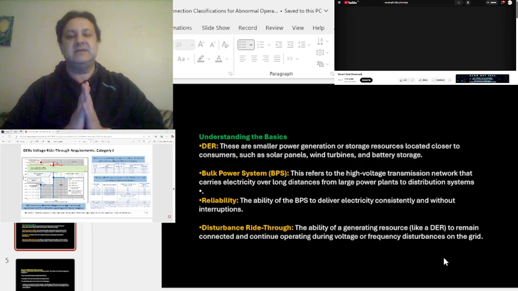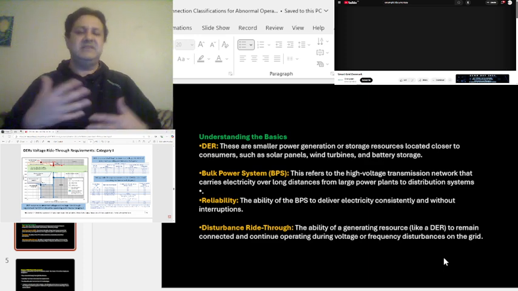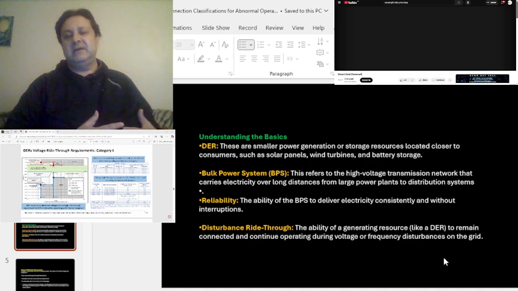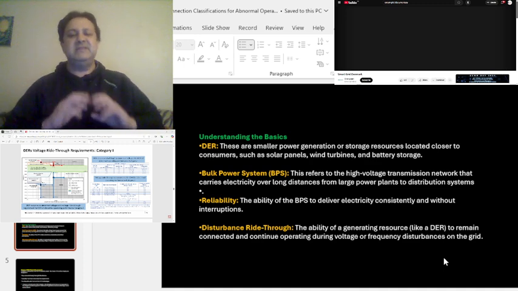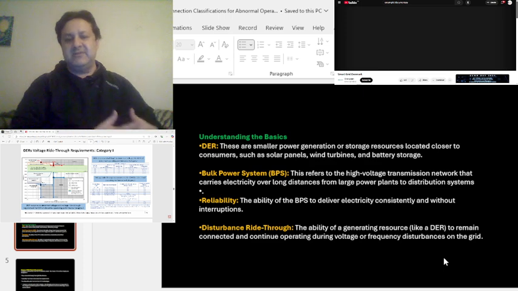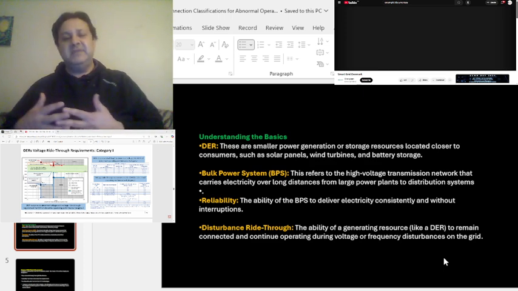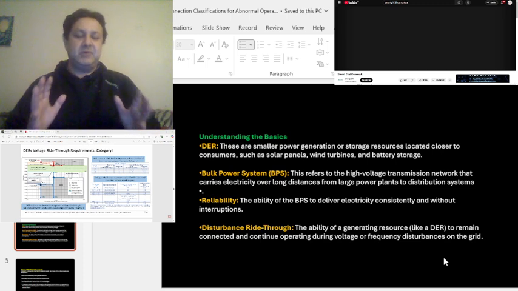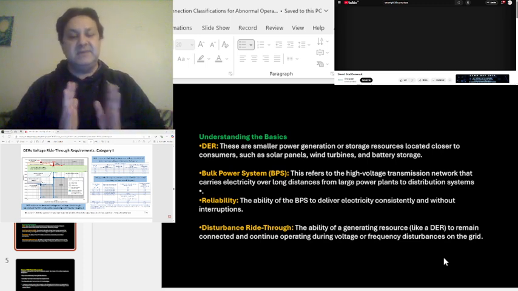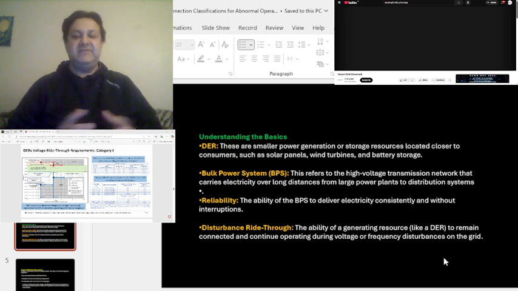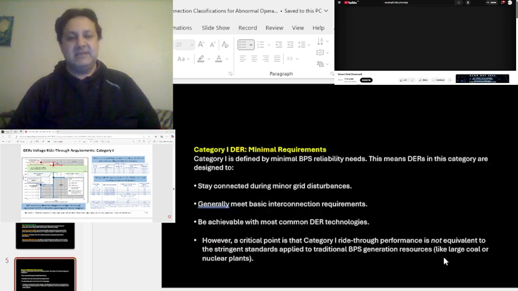DERs are small power generation or storage resources located closer to the consumers, like solar panels, wind turbines, battery storage. We all know it's not a new thing for us. The bulk power system, BPS, is the high voltage transmission network that carries electricity over a longer distance. Reliability is the ability of the BPS to deliver electricity consistently. The topic of today is disturbance ride-through. There are various kinds of disturbances in terms of voltage and frequency, and we'll talk about those in detail.